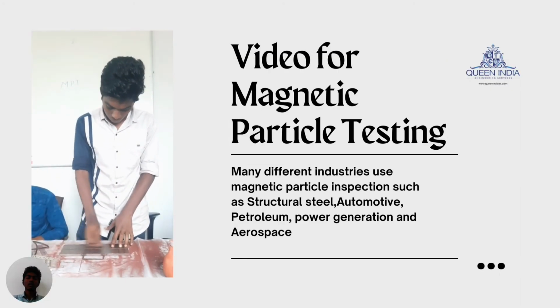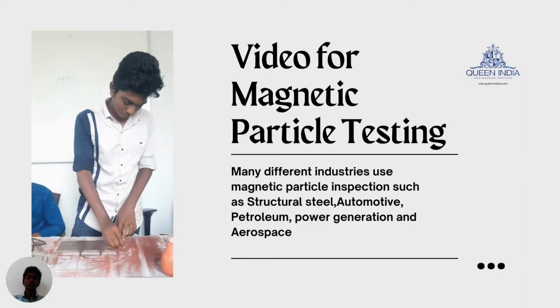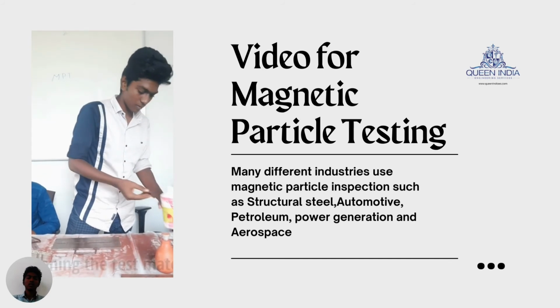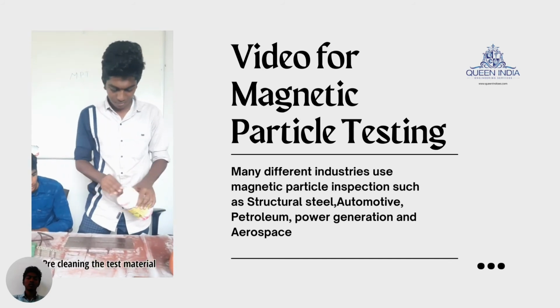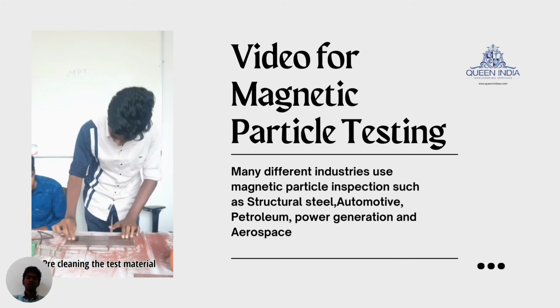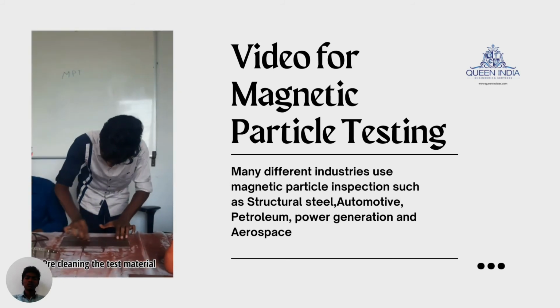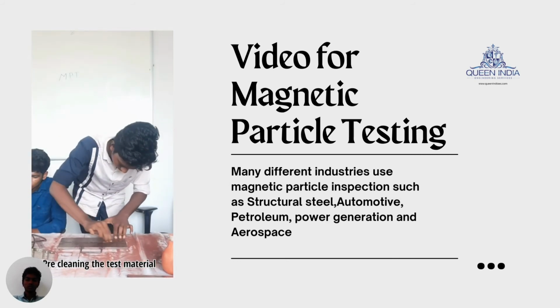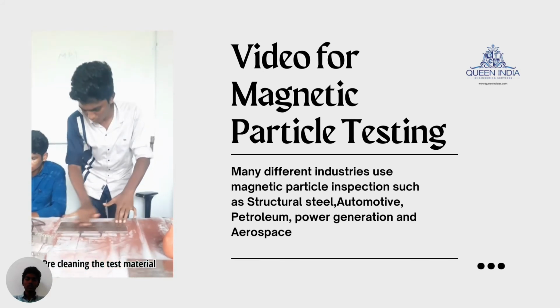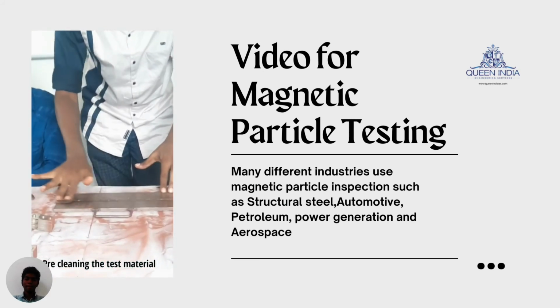So the first process in magnetic particle testing is pre-cleaning the test material. Pre-cleaning is done to remove dust particles or any other impurities which may show false indications. Here the cleaner is used for the pre-cleaning process. The test material is cleaned using the cleaner.